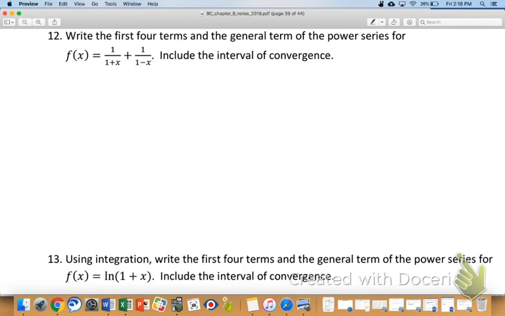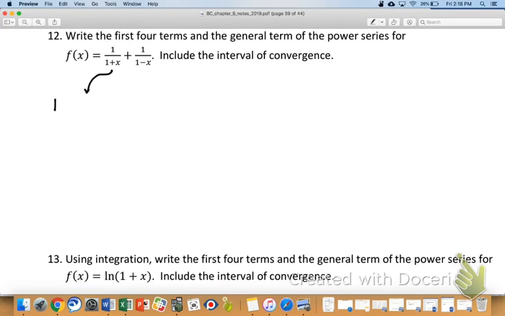So, can anybody explain what are some of the things that are involved in number 12? What do you have to do? Substitution's one of them, and then the more obvious one, you're just going to add, right? Yeah, so substitution, and they want you to add two of them together. So, the one on the left, hopefully you recognized as being the geometric series with a substitution, right?